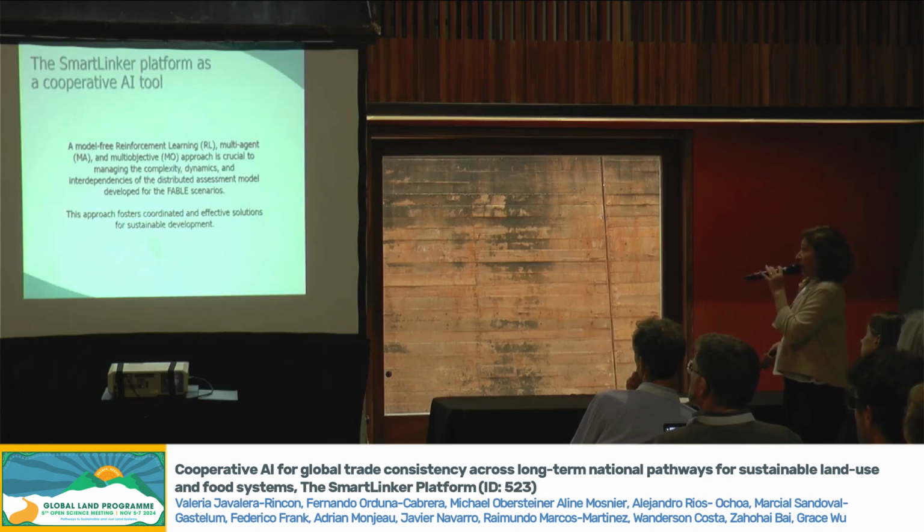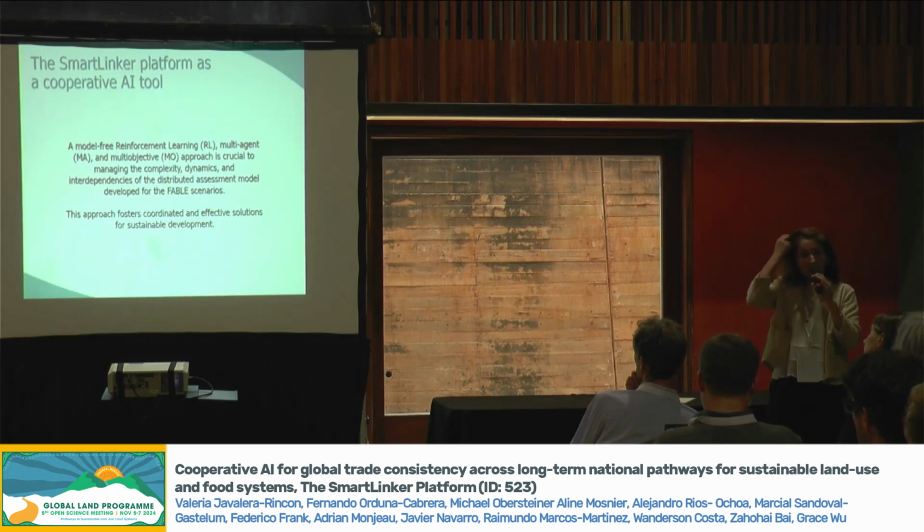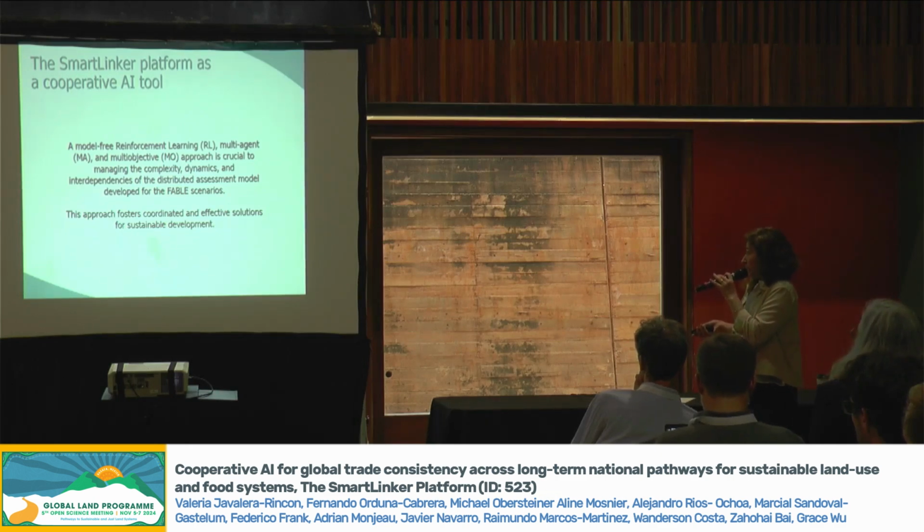So what we do with the Smart Linker platform, this is a model we have been developing. This example I will show is like a proof of concept of what the Smart Linker is. It's a model-free reinforcement learning. We are adapting the algorithm to work in a multi-agent way, because for us every country is an agent, and also multi-objective, because we have multiple global targets. So we need to consider these objectives as well. This approach is crucial to managing the complexity, the dynamics and the interdependencies of the distributed assessment models developed for the FABLE scenarios. So this approach fosters coordinated and effective solutions for sustainable development.